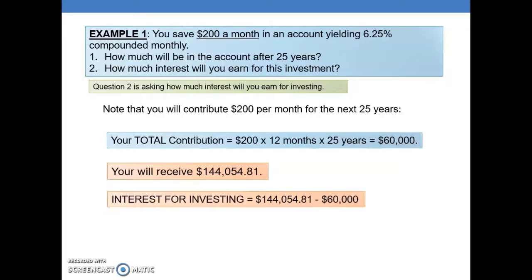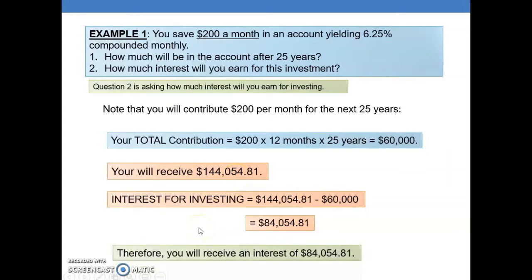So now the interest will be the difference. If you subtract those two numbers, you will get $84,054.81. So you more than doubled your investment, because you only put in $60,000, but you will receive interest of more than $80,000, as you can see here. If I add those two numbers, you will receive this total right here, which is your future value.